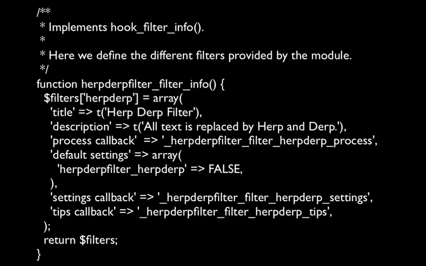So here's a full hook filter info for the herp-derp filter. And you'll notice that there's actually a sub-array here. It's inside filter info, we've got filters herp-derp. That's because one module can have more than one filter. So you could fill out this array, and then before the return filters at the bottom, you could have a second array that has a completely different filter inside your module. But we've only got one here. And this has got all the information that Drupal needs.